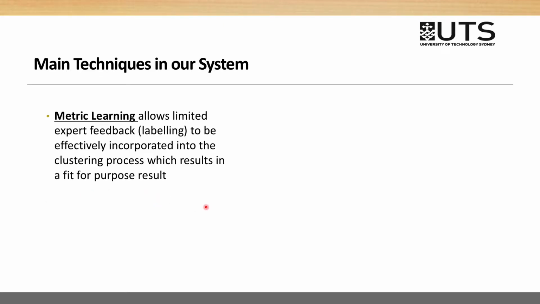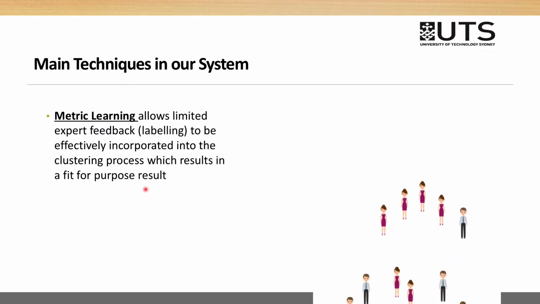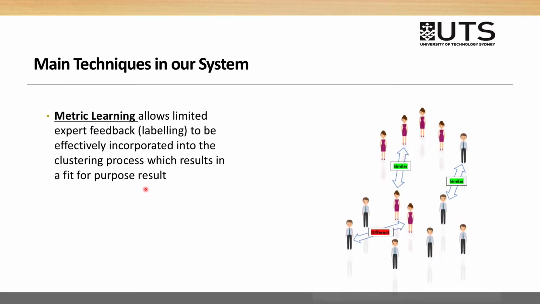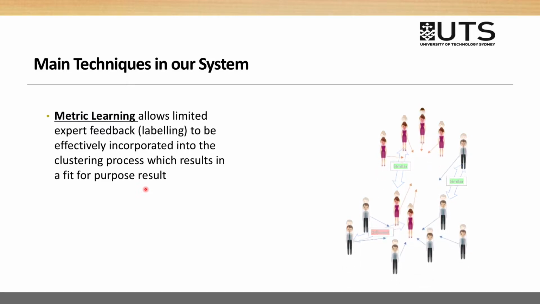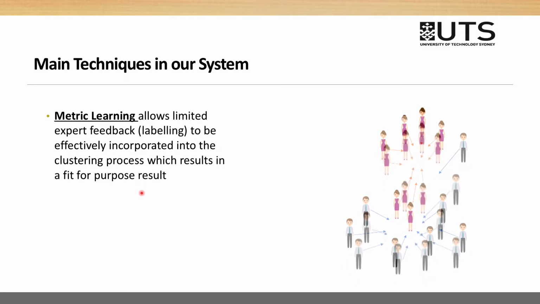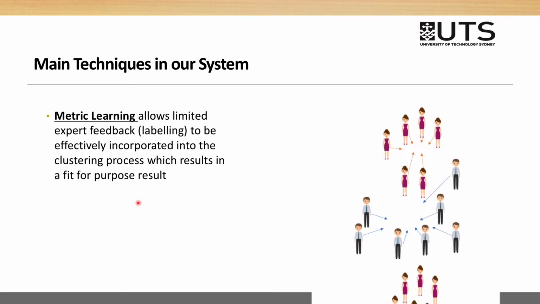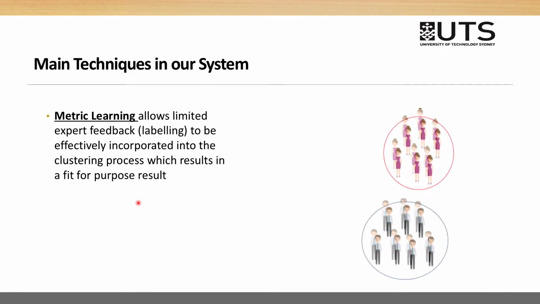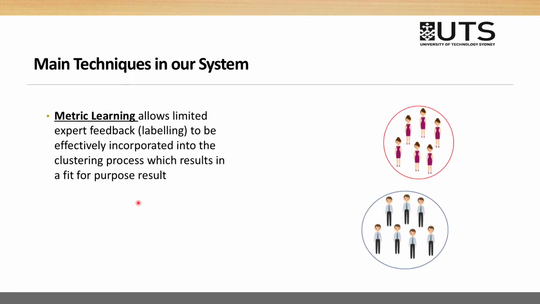Firstly, metric learning can help clustering algorithm automatically learn the purpose. With the feedbacks or label information, metric learning can transform the original space into a new space, while similar objects stay closer and different objects stay further away. And if we run the general distance-based clustering in the new space, we should be able to achieve a more fit-for-purpose clustering result.